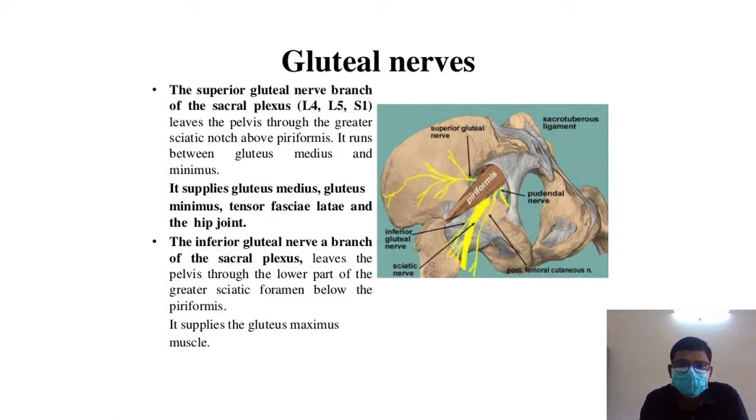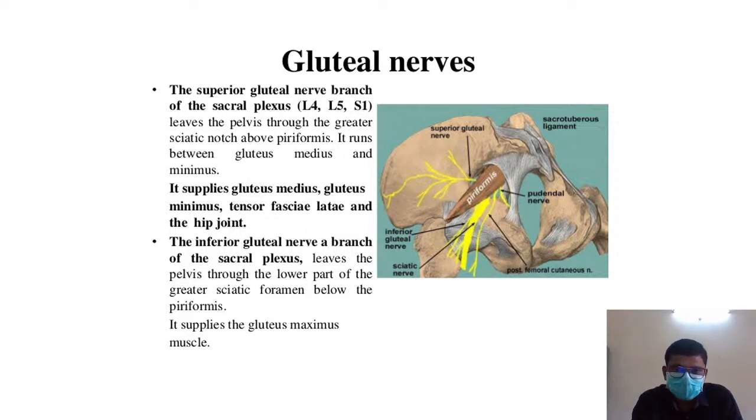where it leaves the pelvis through the greater sciatic notch above the level of the piriformis, and it runs between the gluteus medius and minimus, and it supplies all these muscles. So it supplies, as I told you, three muscles: the gluteus medius, gluteus minimus, and the tensor fascia lata, and of course a few fibers to the hip joint.